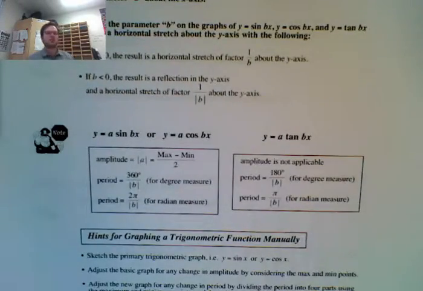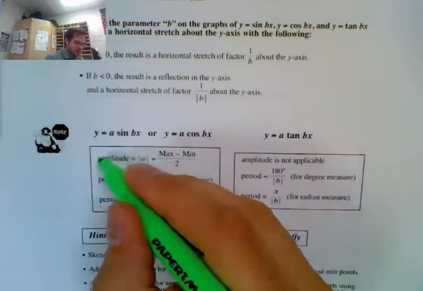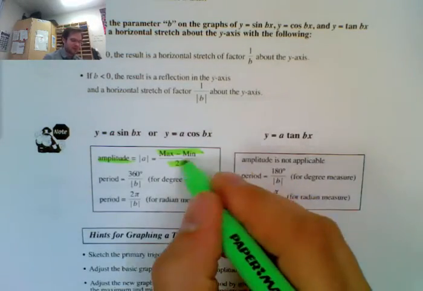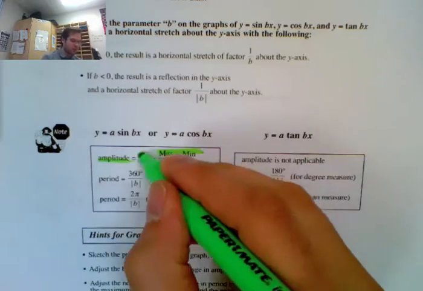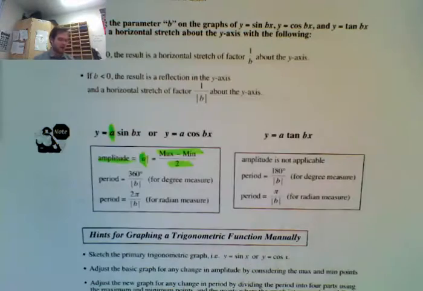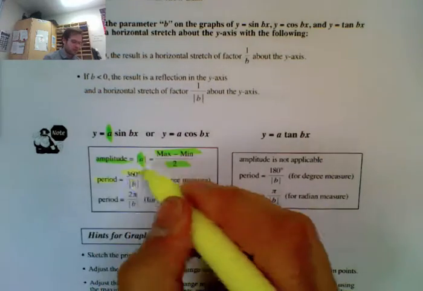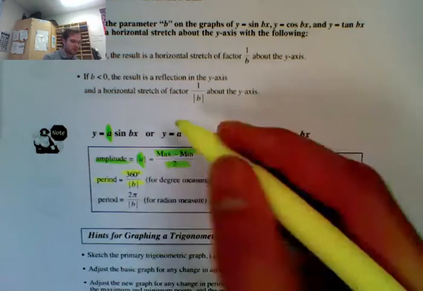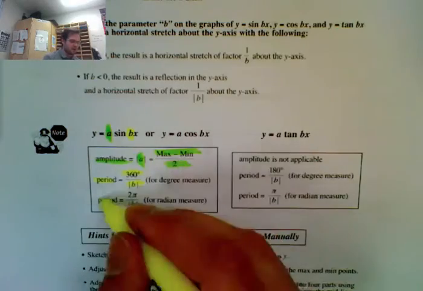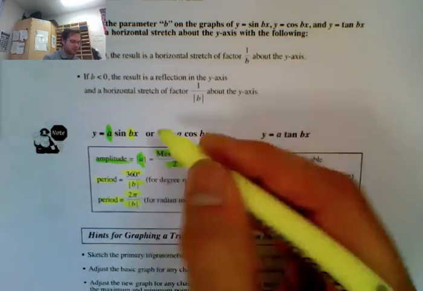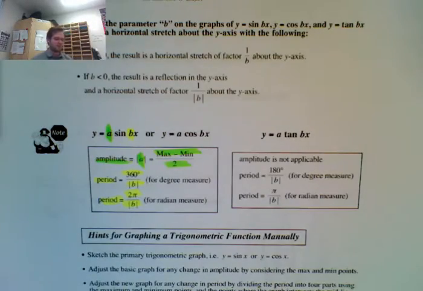So basically here, we're just going to go over the rules that we learned so far. We know that amplitude is equal to max minus min divided by 2, which is also equal to A in my graph. Okay? And we also know that period is equal to 360 divided by B. That's for degrees. Or 2 pi divided by B for radians is my period. Okay?